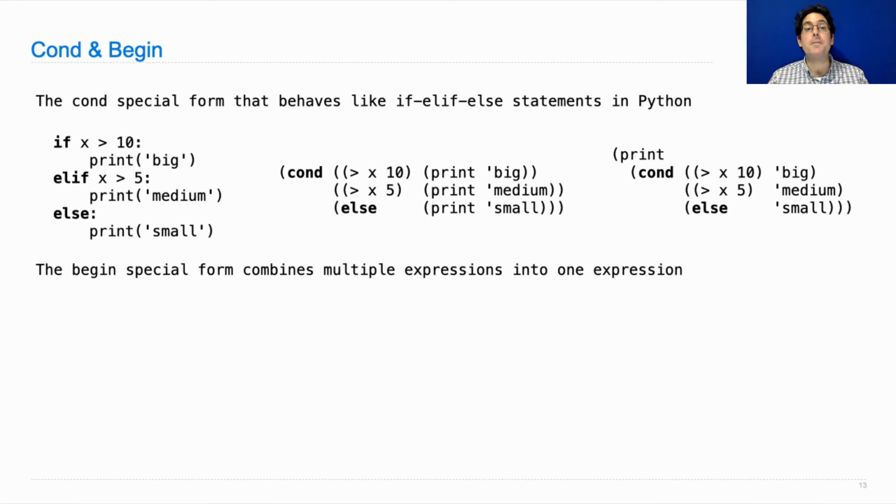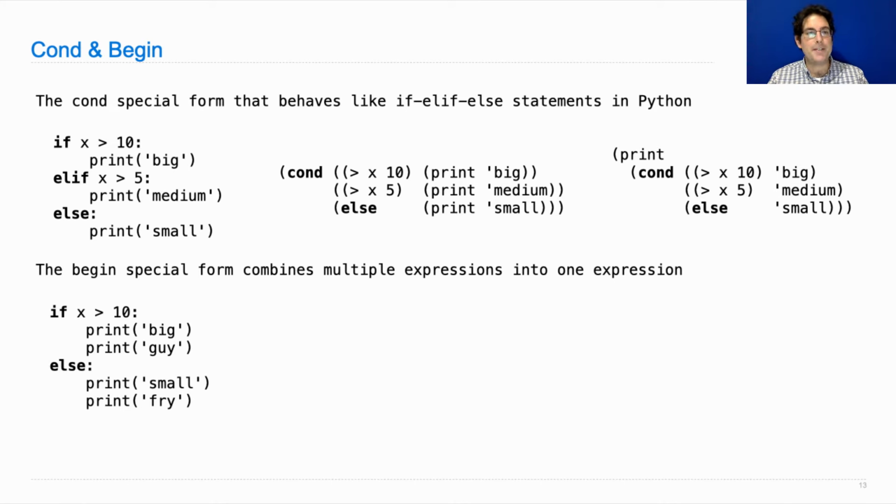The begin special form combines multiple expressions into one expression. The value of a begin special form is just the value of its last sub-expression. And the reason begin is used is so that you can do things, for example, printing for a while, or defining some symbols as particular values, before you compute the result that you want.